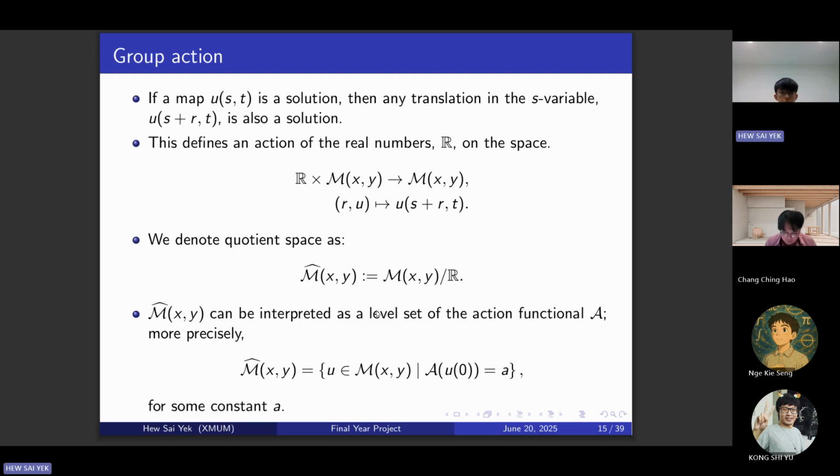If a map is a solution, then any translation in the X variable is also a solution. This defines an action of the real numbers R on the space. To remove this redundancy, we consider the quotient space. We denote it as the moduli space quotient R. Then we can view it as the level set of the action function.